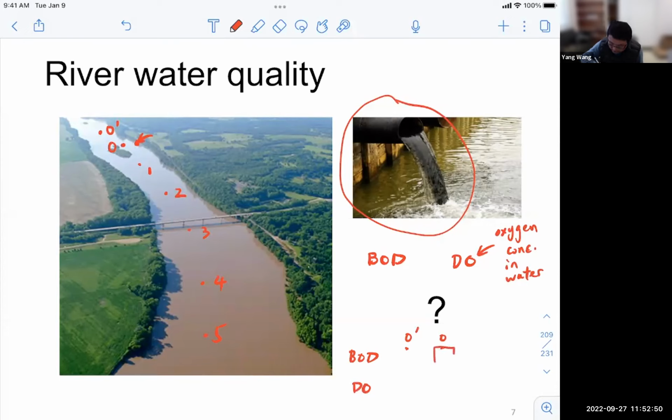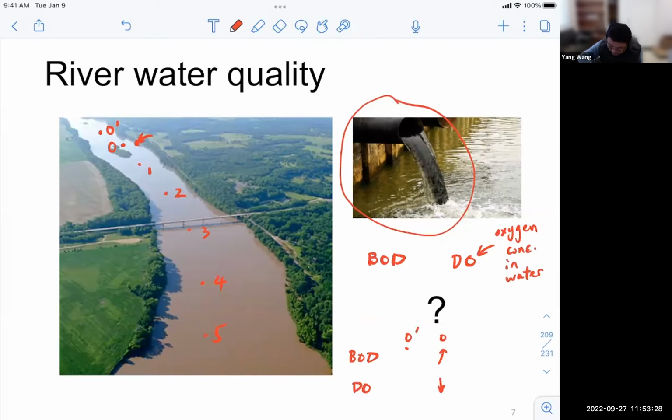Basically at the 0 point, we're mixing these treated sewage into the river water. So here, the BOD is going to be higher. But also at the 0 point, the dissolved oxygen is going to be lower. This is mainly because the dissolved oxygen at 0 prime is unpolluted water, relatively cleaner water, so you have more oxygen in there. But once you mix these treated sewage, you're going to have a lower dissolved oxygen concentration.